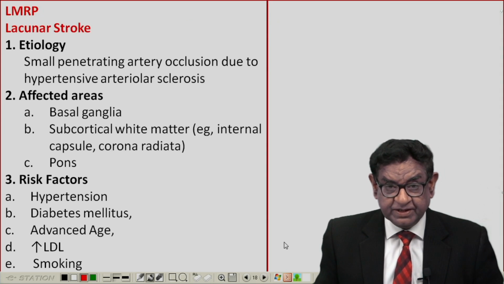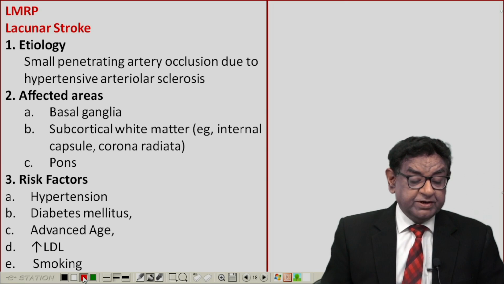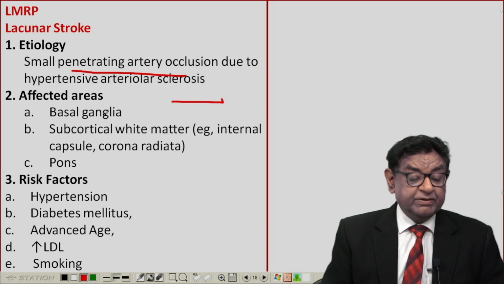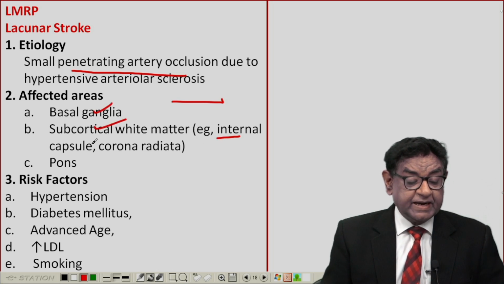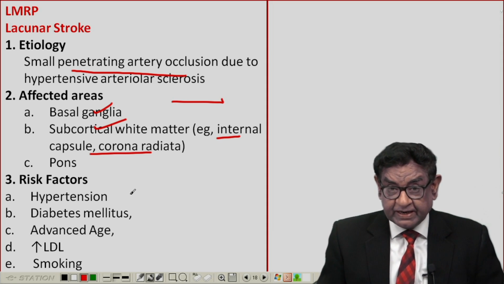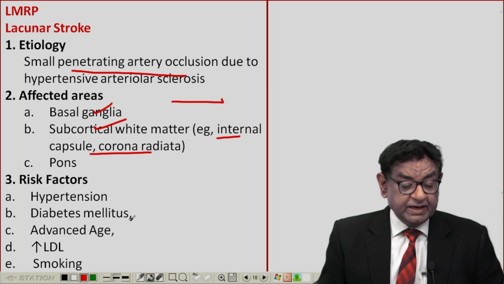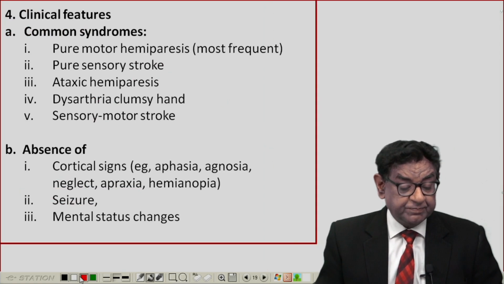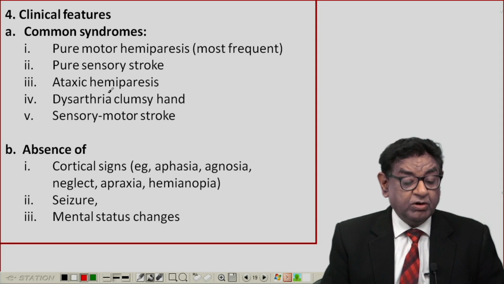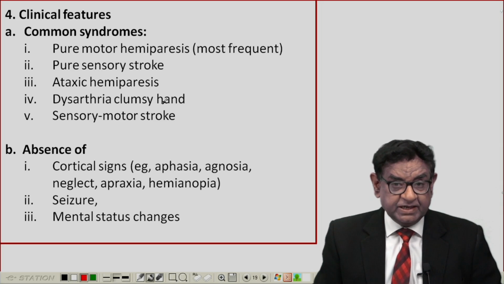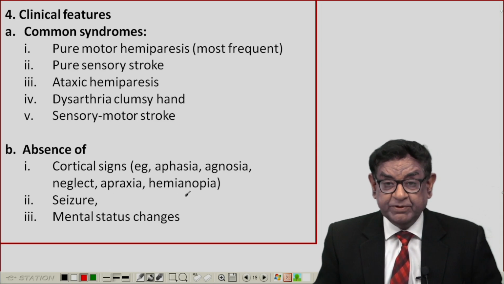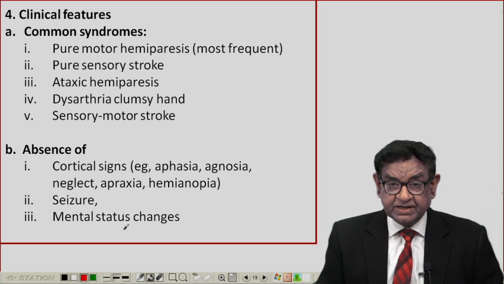So a quick recap of lacunar stroke, what we learned in this lecture. The etiology of lacunar stroke is small penetrating artery occlusion, and that's why this is also known as small vessel disease. The usual areas involved are basal ganglia, subcortical white matter, internal capsule, corona radiata, pons. And the risk factors are hypertension, diabetes, smoking, and hyperlipidemia, and hypertension is the most important. And of course, age is also a problem. The clinical syndromes that we see are pure motor, which is the most common, pure sensory or both sensory motor, ataxic hemiparesis, or dysarthria clumsy hand. And what are the things which are not seen in lacunar stroke? Cortical signs like aphasia, agnosia, neglect, apraxia, and hemianopia are not seen. Seizure is not a feature, and altered sensorium is not a feature.